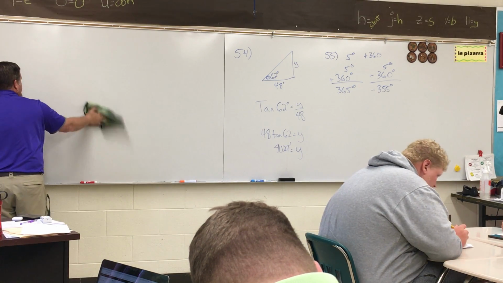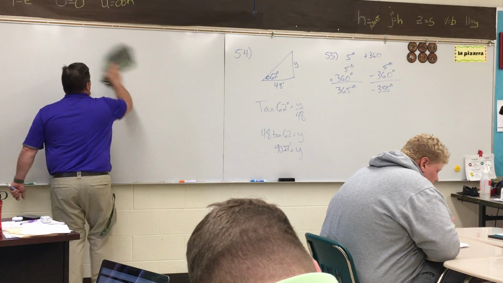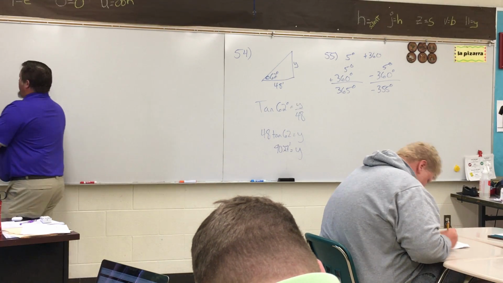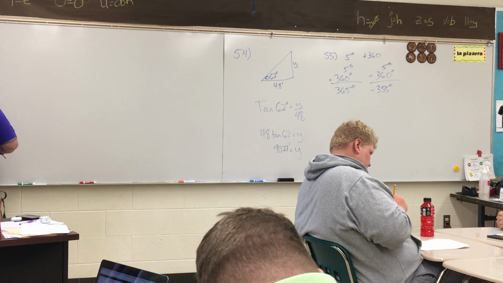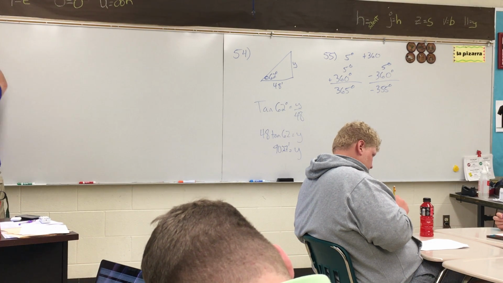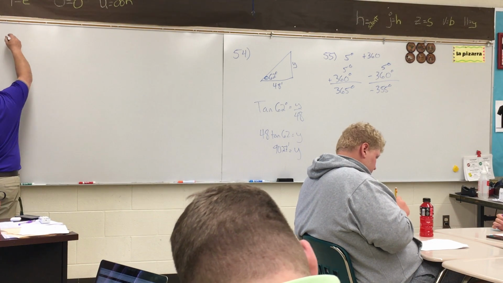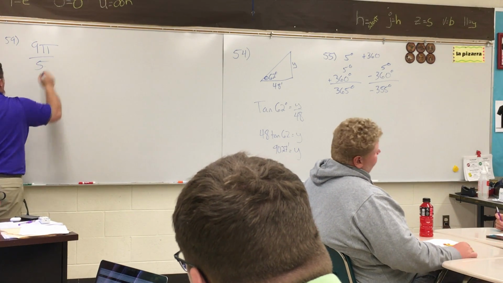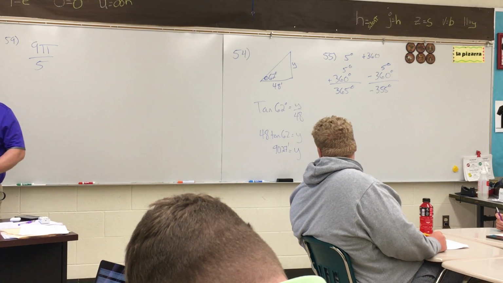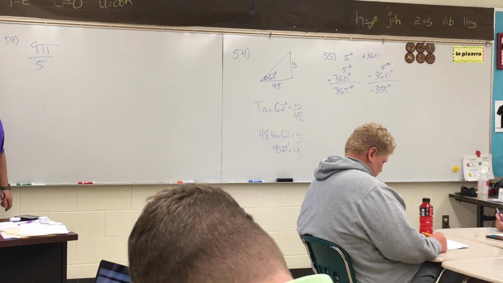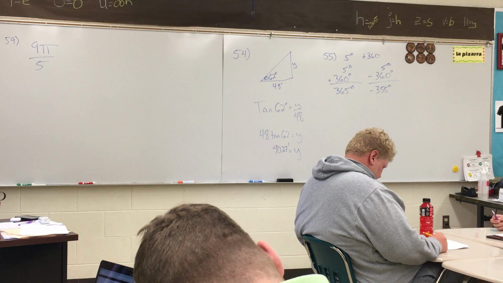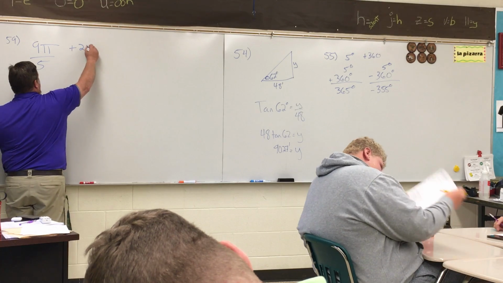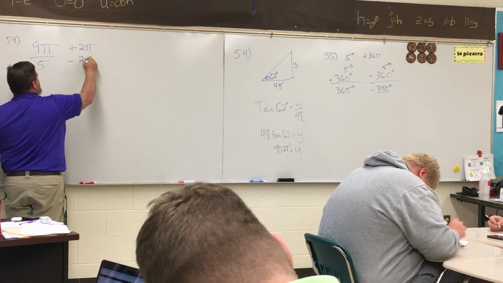Fifty-six is the exact same concept, but we're going to deal with radians. So please change your mindset to how do radians work and how many radians there are in a complete circle. Can anybody tell me how many radians it takes to do a full circle? 2 pi. So I'm going to add 2 pi, and I'm going to subtract 2 pi.